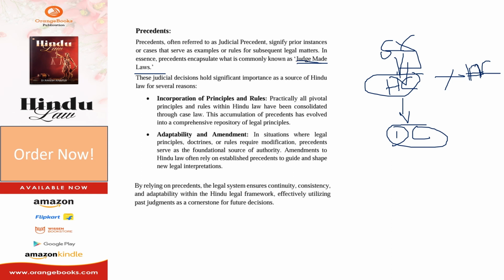So precedents are judge-made laws, the decisions given by judges in previous cases similar in nature, and those will be considered. Many times these precedents are incorporated into rules and amendments are made in existing laws. Clear, guys? The second modern source is precedents, or judgments given by courts. So these are called judge-made laws.